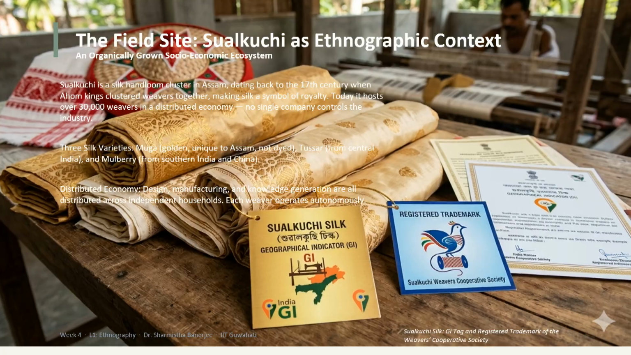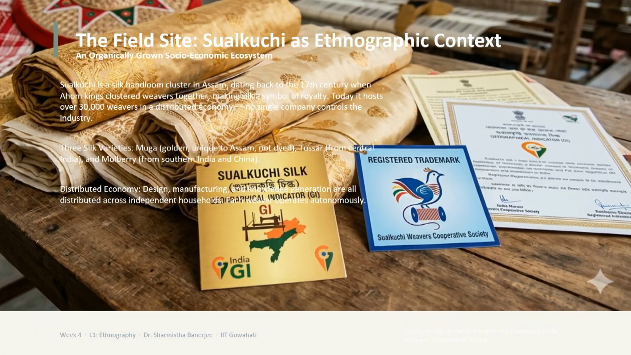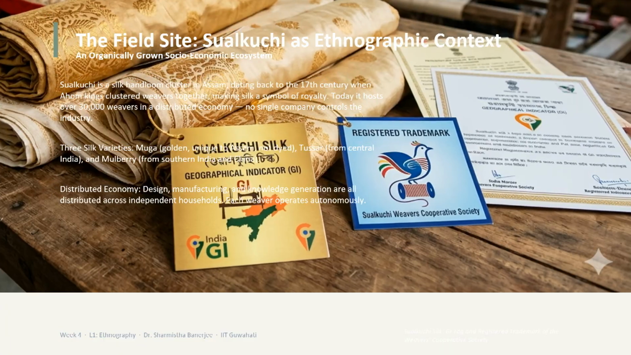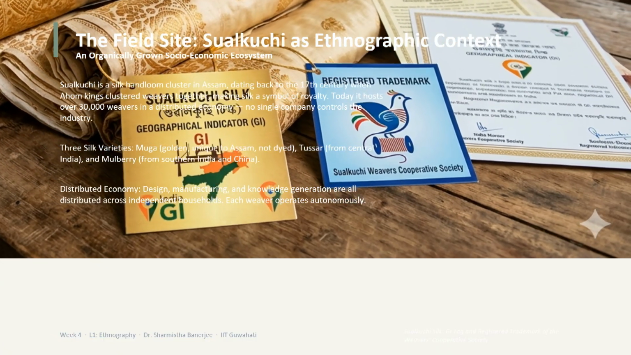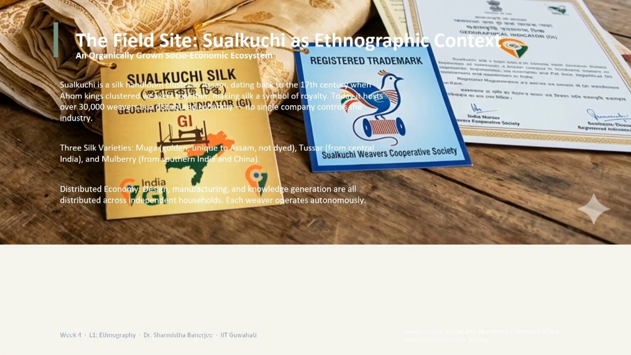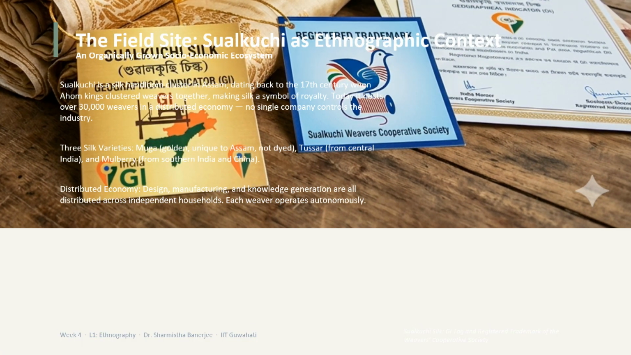So the field site that we selected was Sualkuchi as the ethnographic context. It is a site which has organically grown. We call it a socio-economic ecosystem, because the social way of living and the economic activities are very closely interrelated to each other. Sualkuchi is known for its handloom industry.